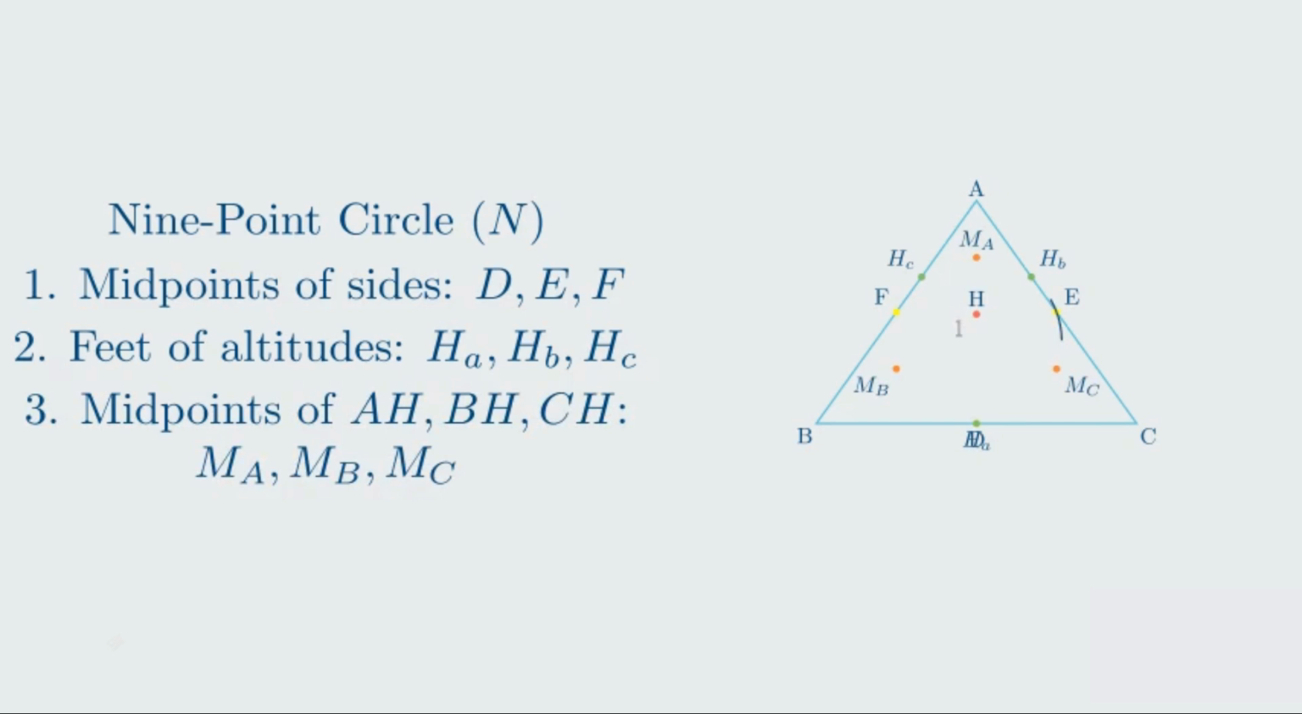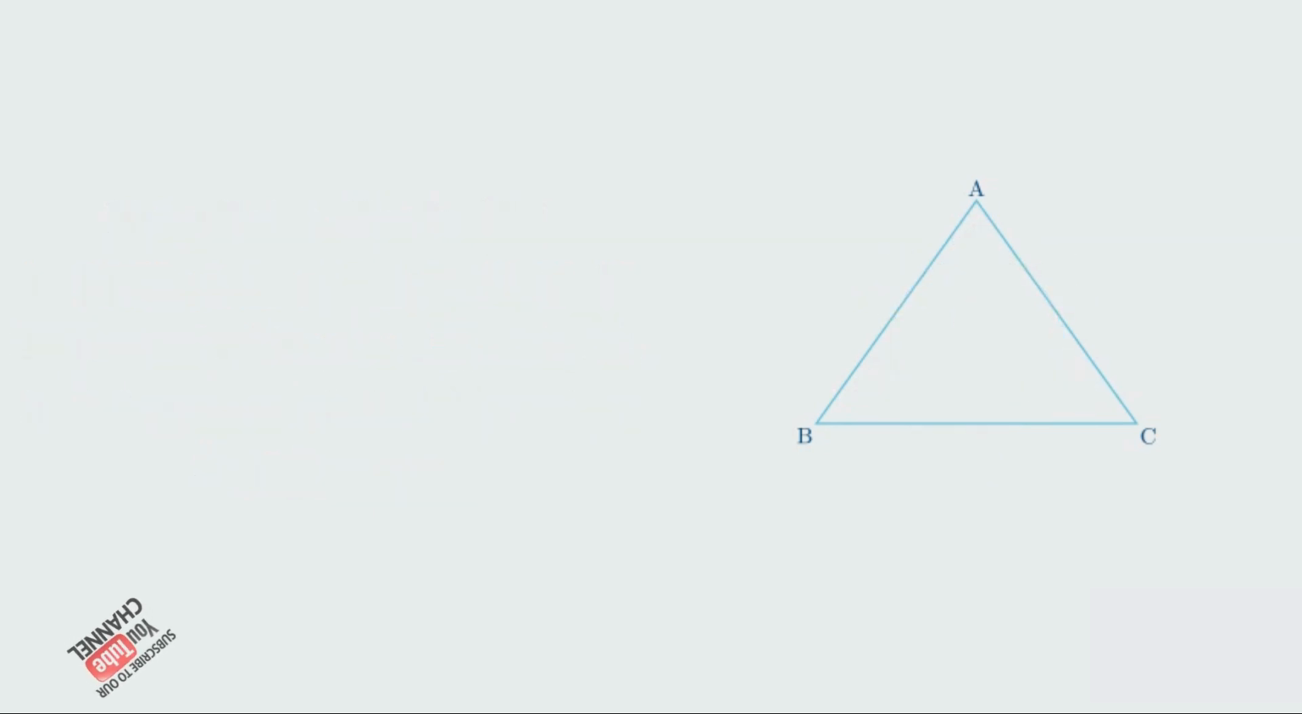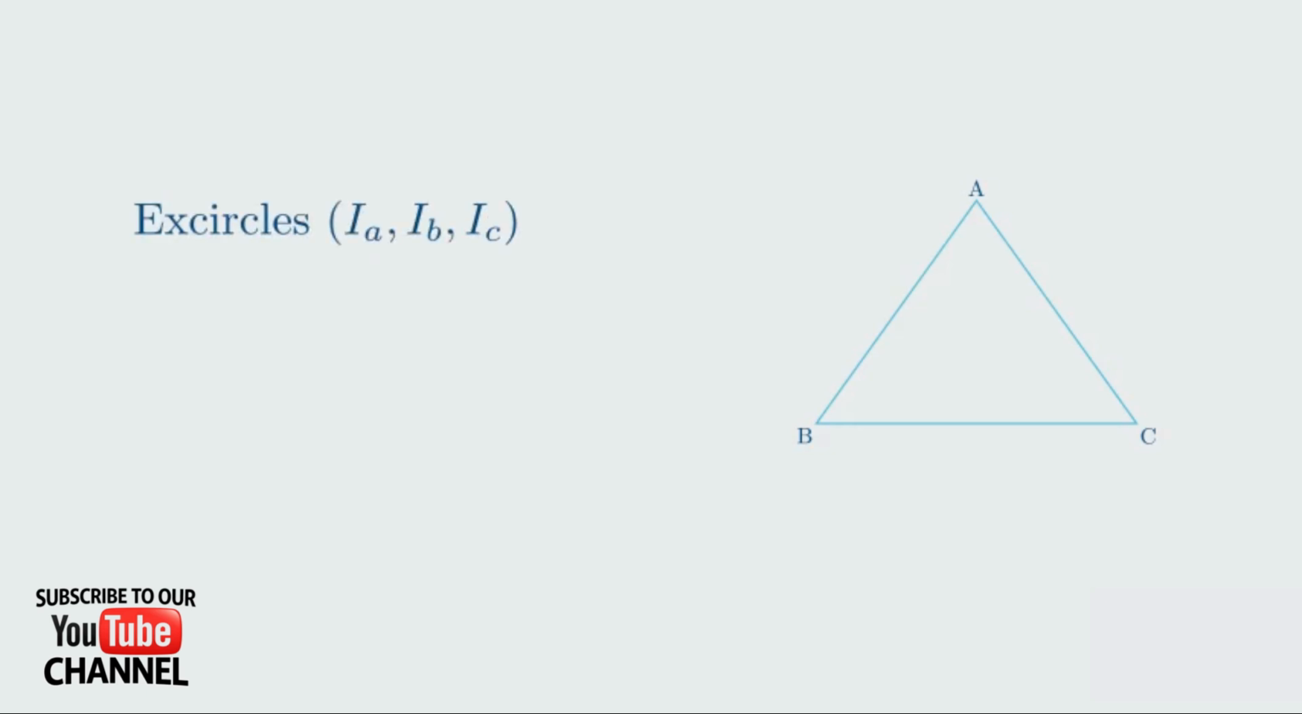Its radius is half the radius of the triangle's circumcircle, and its center is the midpoint of the segment connecting the orthocenter H and the circumcenter O. This is a very interesting circle. Next, let's consider the incircle and the excircles. The incircle is the circle that is tangent to all 3 sides of the triangle. Let's call it I. The excircles are tangent to one side of the triangle and the extensions of the other 2 sides. There are 3 of them, 1 for each side.